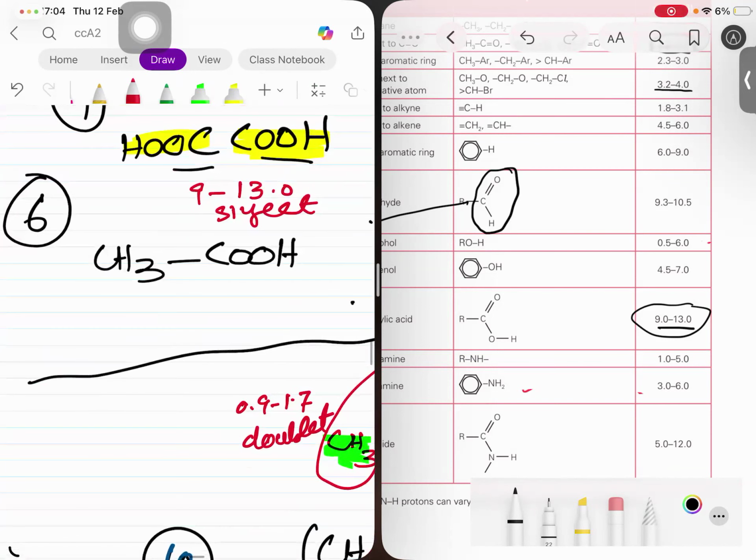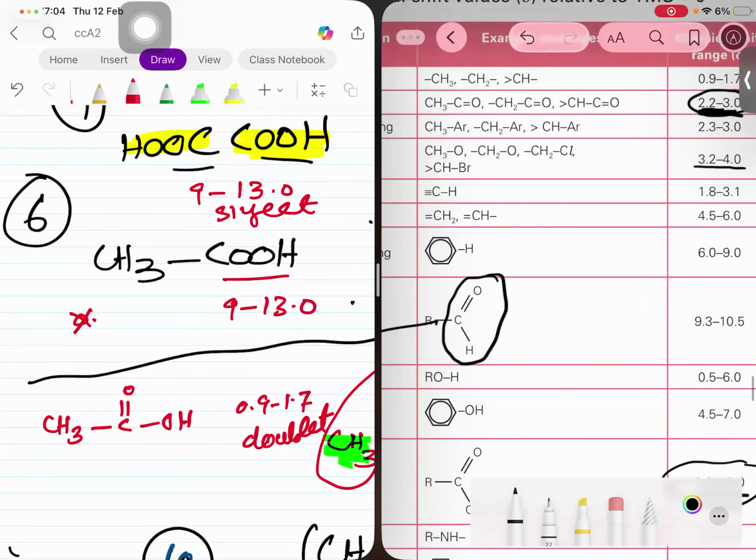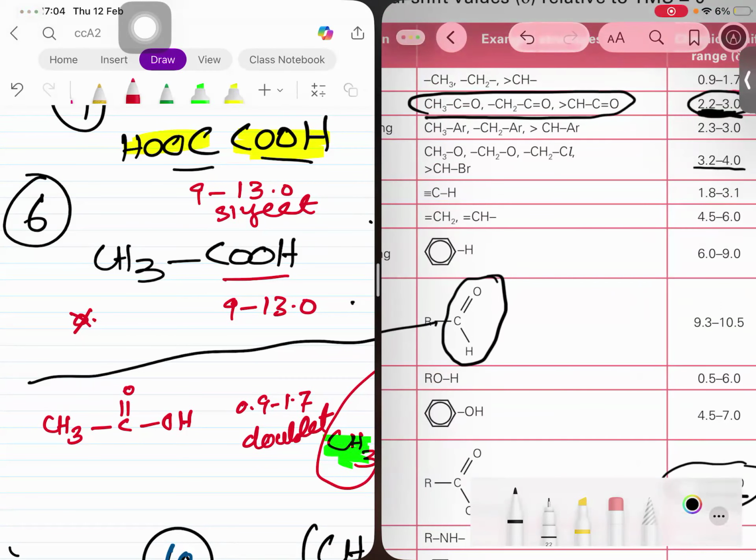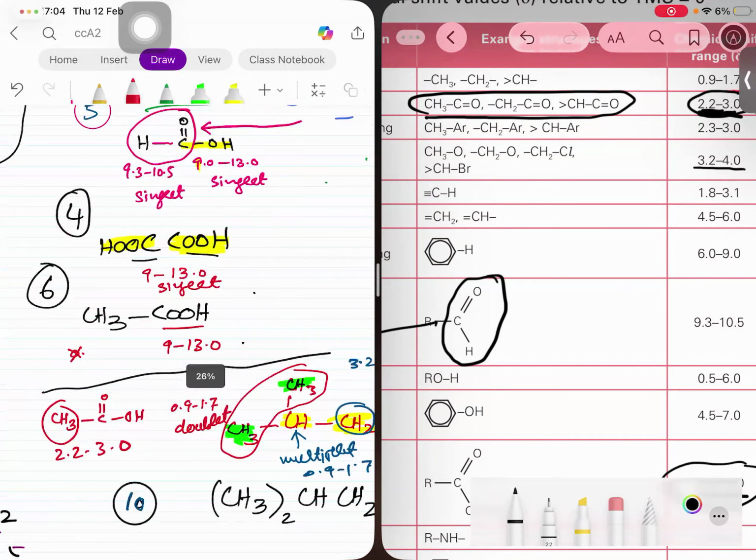Number 6. 2 peaks. And range? 9 to 13? No, that's wrong. CH3, which is next to C double bond O, how could it be? Yes, look at this. Here it is. CH3 next to C double bond O. Look on the right side. So that should be 2.2 to 3. So this is 2.2 to 3. And it would be a singlet. Okay.